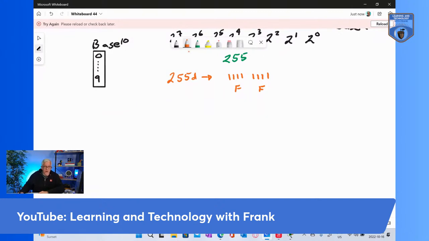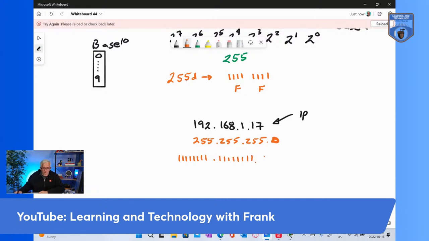So if I have some sort of value, let's say I have an IP address of 192.168.1.17, and this is the IP address of my computer. We're going to look at how we can later on assign these addresses and such, but let's just say that's the IP address. And my subnet mask is 255.255.255.0 actually at the end. So this here really is 12345678.12345678.12345678.00000000. This is the binary equivalent of this subnet mask.